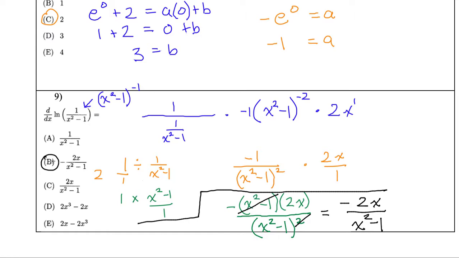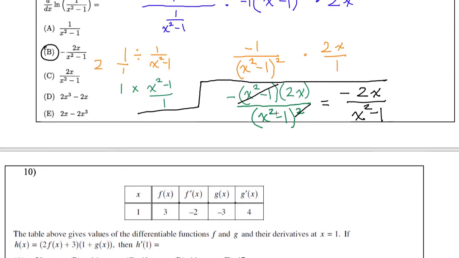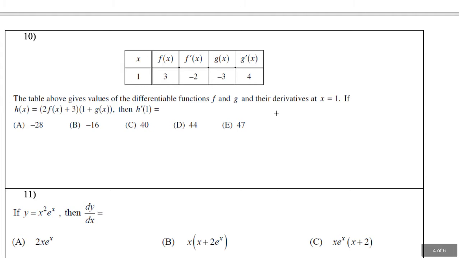All right, that was number 9. Lots and lots of algebra happening. And the derivative was kind of hard because we had to do the inner derivative. Let's go to number 10. Ooh, a table problem. All right. Ooh, and it's product rule. Ooh, man, this one is going to be fun.